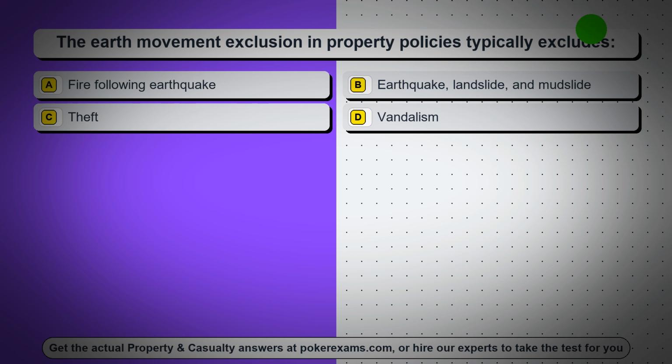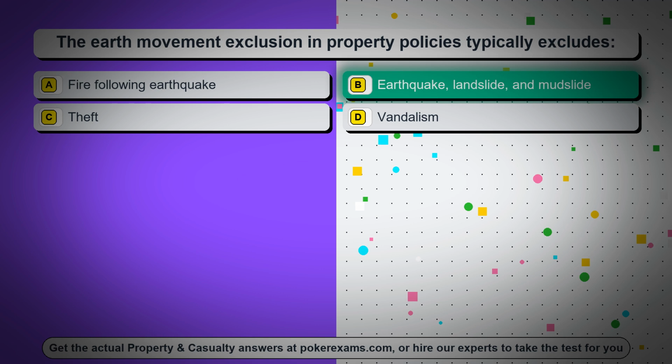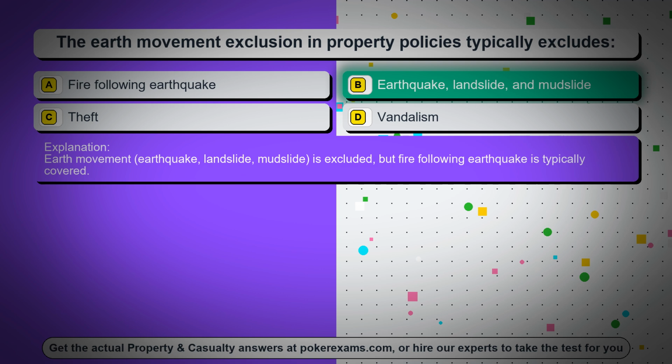Question 95. The earth movement exclusion in property policies typically excludes: option A, fire following earthquake. Option B, earthquake, landslide, and mudslide. Option C, theft. Option D, vandalism. The correct answer is option B, earthquake, landslide, and mudslide. Earth movement, meaning earthquake, landslide, and mudslide, is excluded, but fire following earthquake is typically covered.